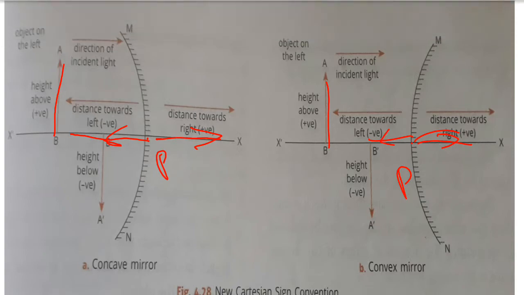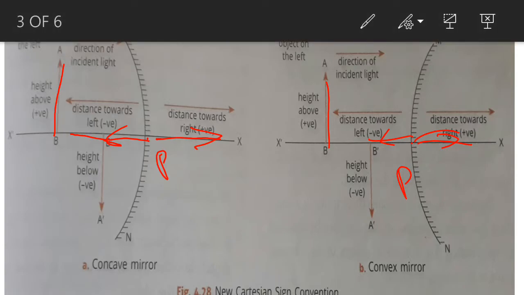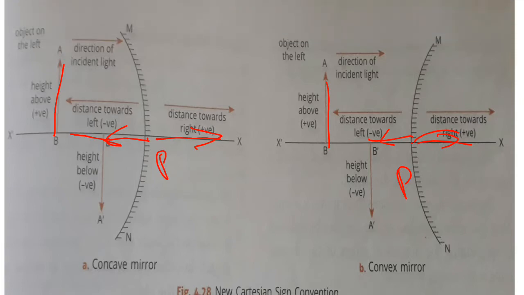Then the third one is that the principal axis of a mirror is taken as the x-axis. As you have studied in mathematics, in the coordinate system, this point P is considered the origin and the principal axis is considered the x-axis. All distances measured to the right will be positive, while towards the left they will be negative. If you are moving towards the left side, it will be negative. If you are moving towards the right side, it will be positive.